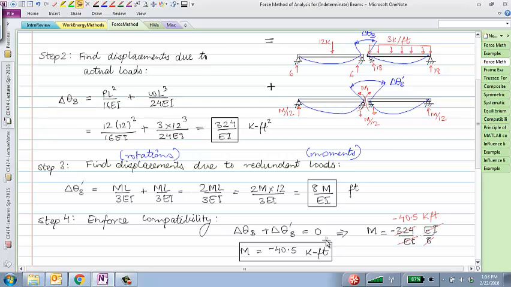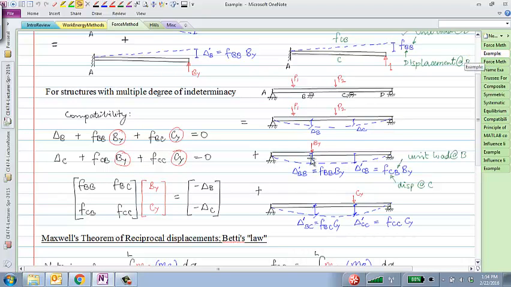I'll also mention something here. As opposed to displacement compatibilities, this quantity L over 3EI, can anybody tell me what that is? Not stiffness, but flexibility. It's the inverse of the stiffness, right? Because this is the rotation that you would get if you applied a unit moment at that point. Similar to the displacement that you would get at these points if you were to apply a unit load, which we are calling FBB in this case.